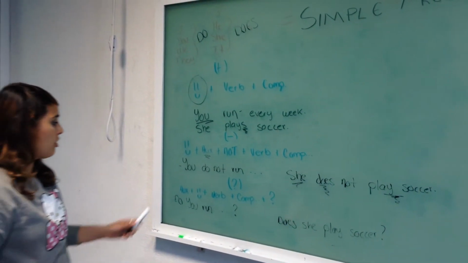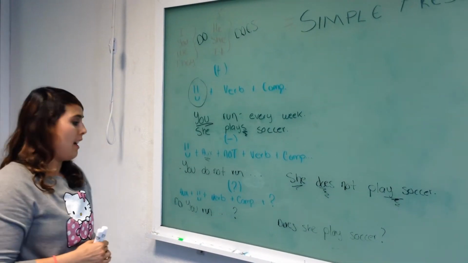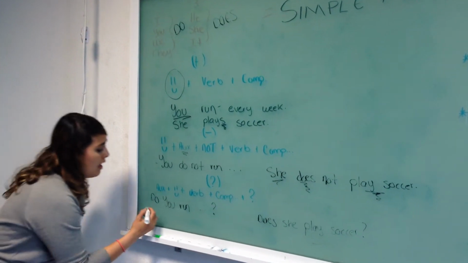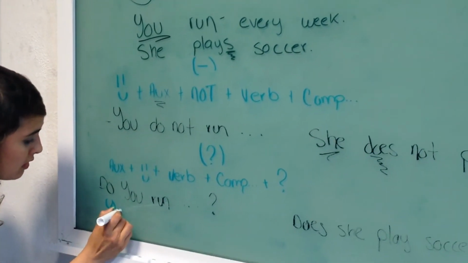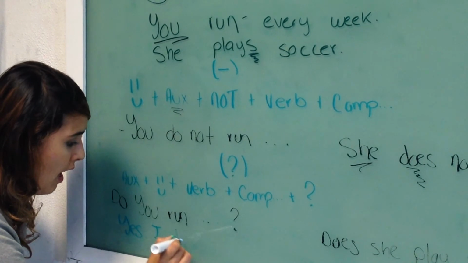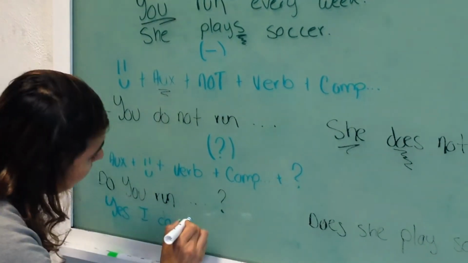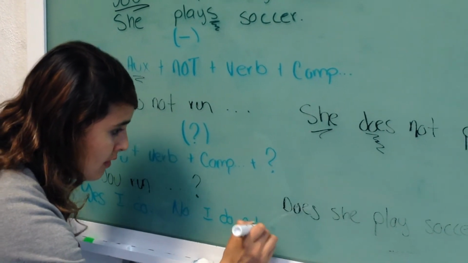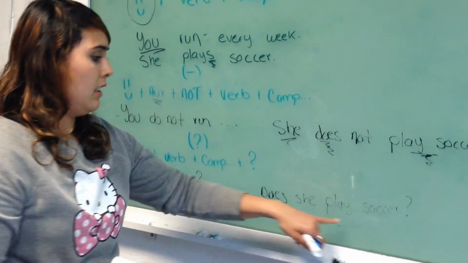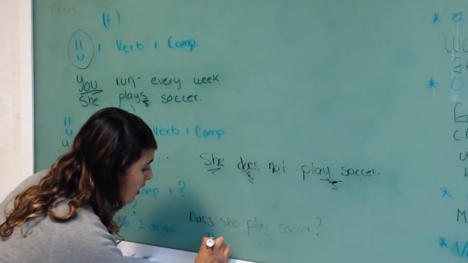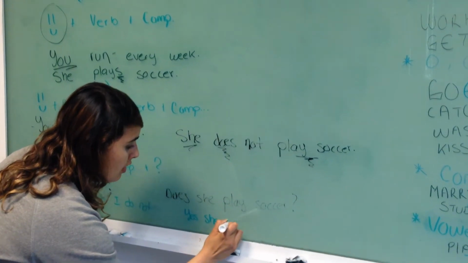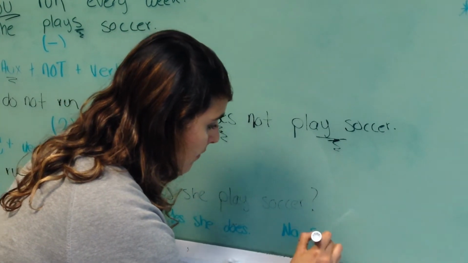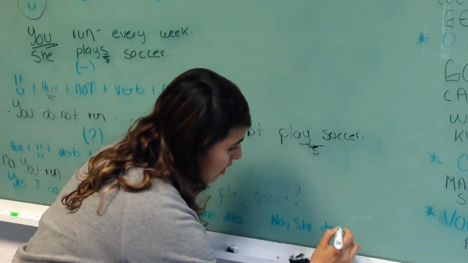For the questions, we can use a simple short answer. For example, if you want to answer in an affirmative way, you can use yes, I do, or in a negative way, no, I do not. Or in the third person, yes, she does, or no, she does not.